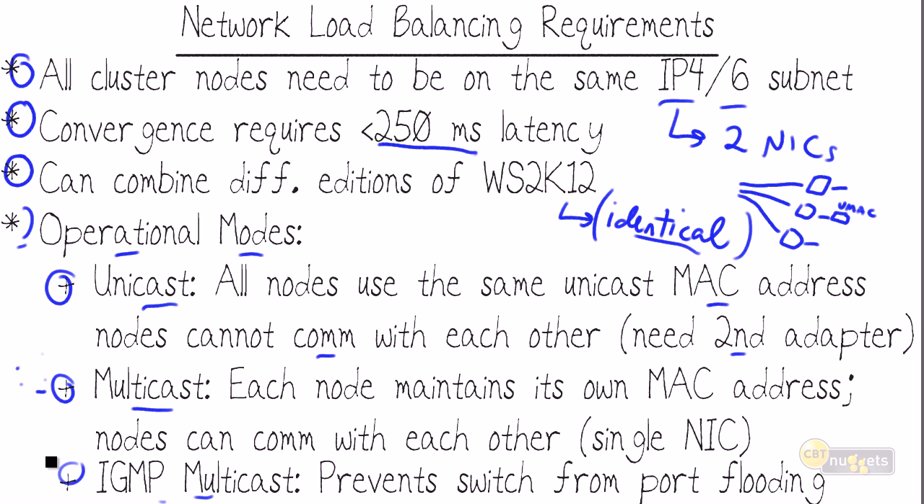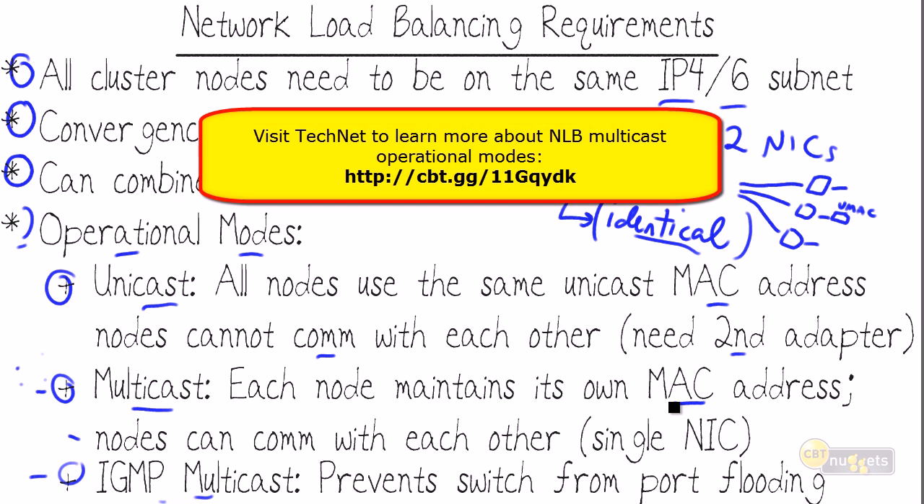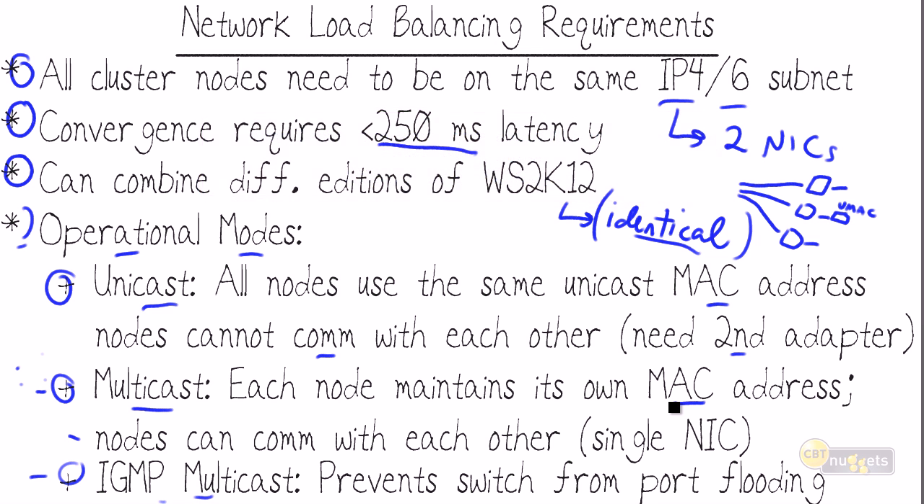Okay? Now, multicast and IGMP multicast are different. There, each node maintains its own MAC address. So the upshot is the nodes can communicate with each other because, of course, fundamentally, in Ethernet networking, each network interface card has to have a globally unique media access control or MAC address, and they do. In a sense, NLB performs a NAT-ish, a network address translation, NAT-ish function by using virtual MACs and translating them back and forth with the host's or station's own MAC addresses. So you can actually get away with a single NIC in each of your NLB hosts if you use multicast.